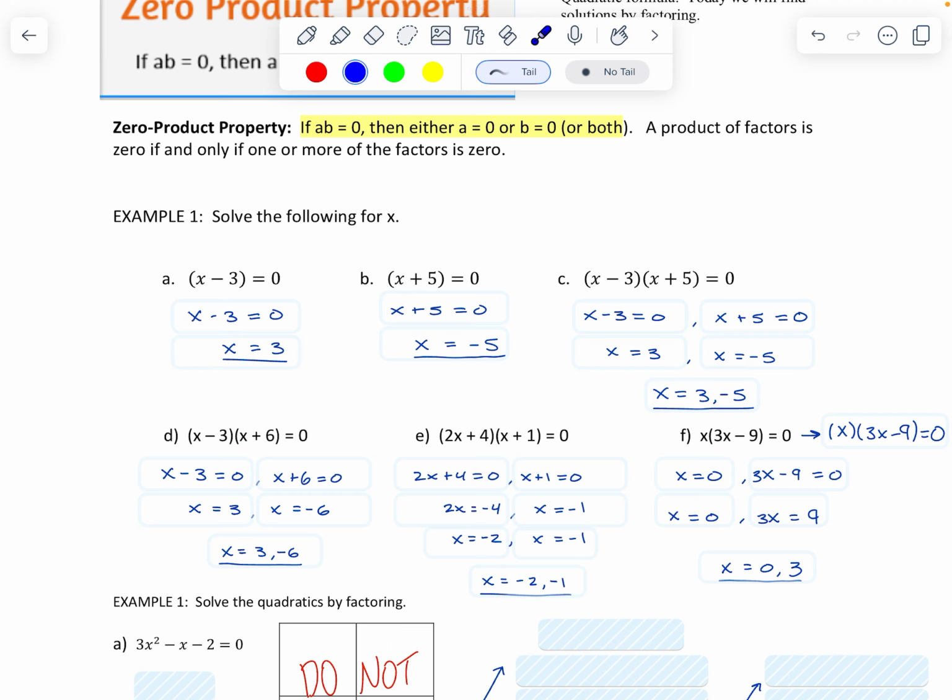This is the zero product property. When you have two things that are multiplying to each other and set equal to 0, one or both of them have to be 0.